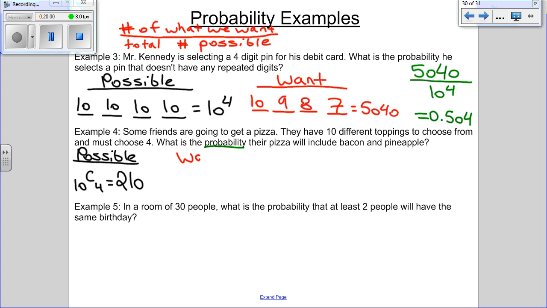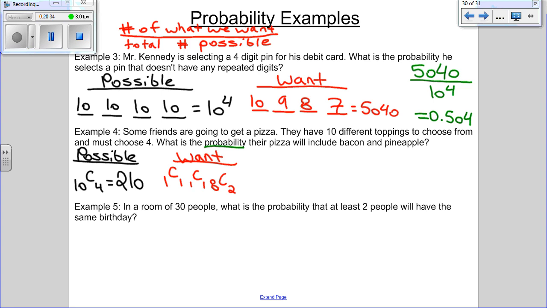What I want is bacon and pineapple for sure. So there are two ways you could do this. You could say, all right, there's one choice for bacon, I had to choose bacon. There's one choice for pineapple, I had to choose pineapple. And then there's 8 other choices, and I need to choose 2. You could multiply all those things together. Or you could logically think it through and say to yourself, there's only one way I'm picking bacon. There's only one way I'm picking pineapple. So these two things are irrelevant, which they really are.